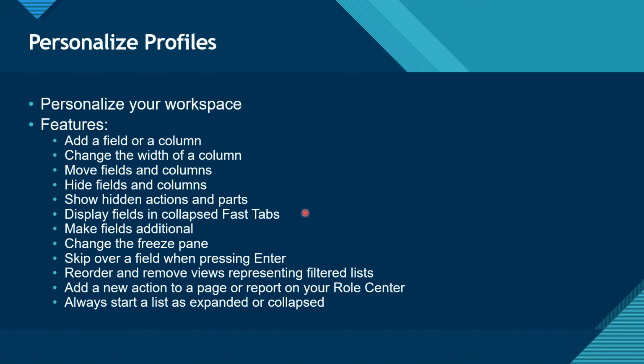They can display the fields in the collapsed FastTabs. They can make the fields additional. They can change the free space. They can skip over a field when pressing Enter, and reorder and remove the views representing the filtered list. They can add a new action to a page or report on their role center, and always start as the list has expanded or collapsed.